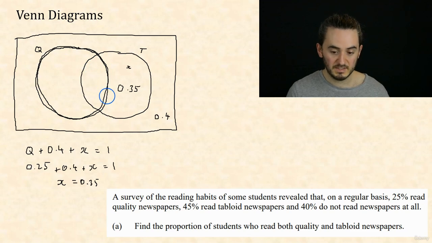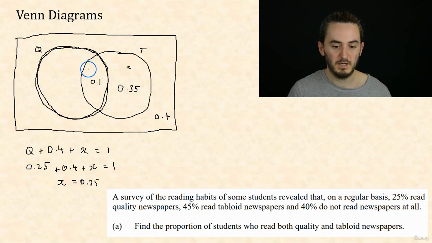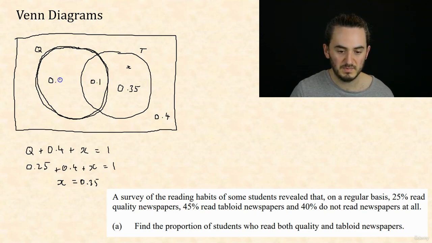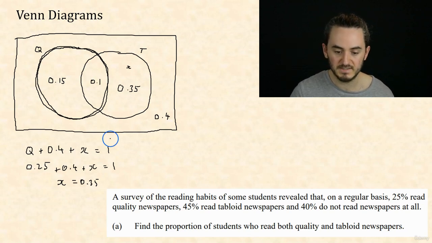Now that I know this, the rest is quite easy to fill in because I know that 45% read tabloid newspapers. I've already got 0.35 here, so there's just 0.1 left. And finally, I know that 0.25 read quality newspapers. I've already got 0.1 here, so that must be 0.15. Now I have the complete picture. I can answer this question, find the proportion of students who read both quality and tabloid. Well, that's just the intersection in the middle, so our answer is 0.1.